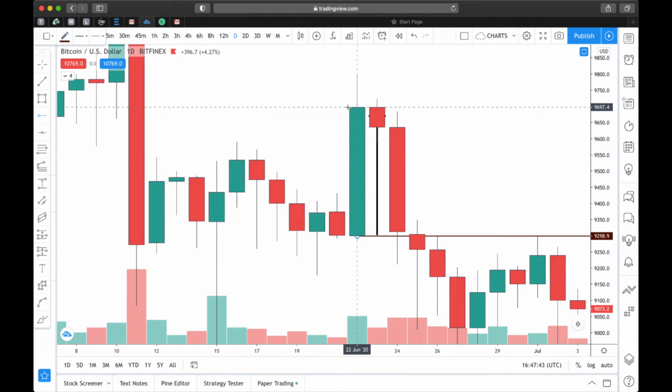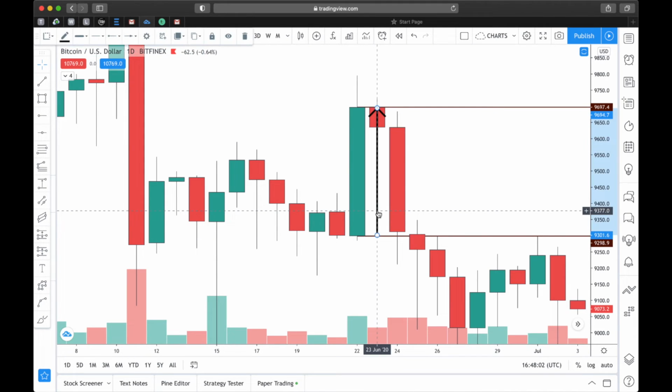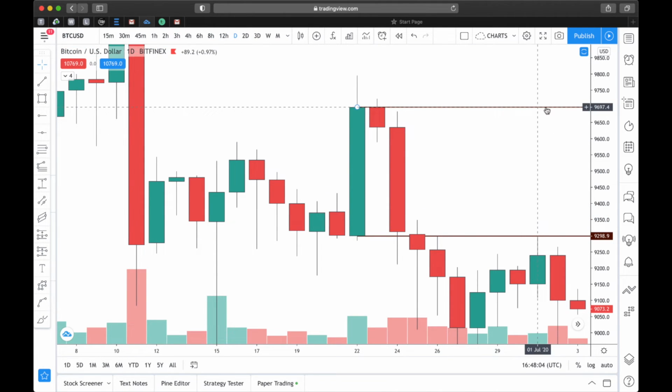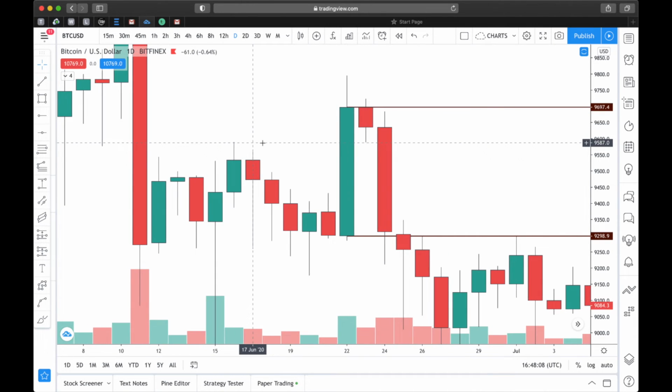This is our closing price. Remember, the opening and the closing price is the real body of the candle. I'm really emphasizing this because you really need to get it. The closing price is higher than the opening price because price went up that day. Do you understand? So the closing price is 9,697.